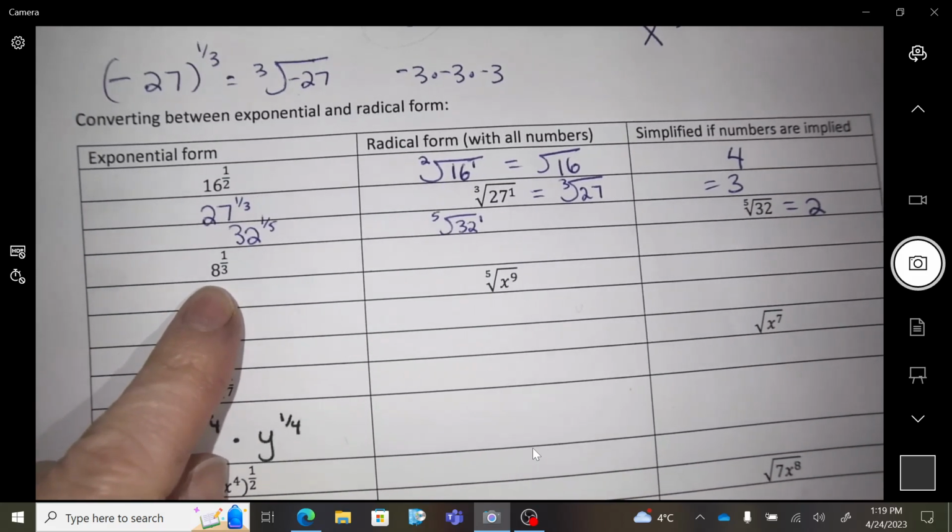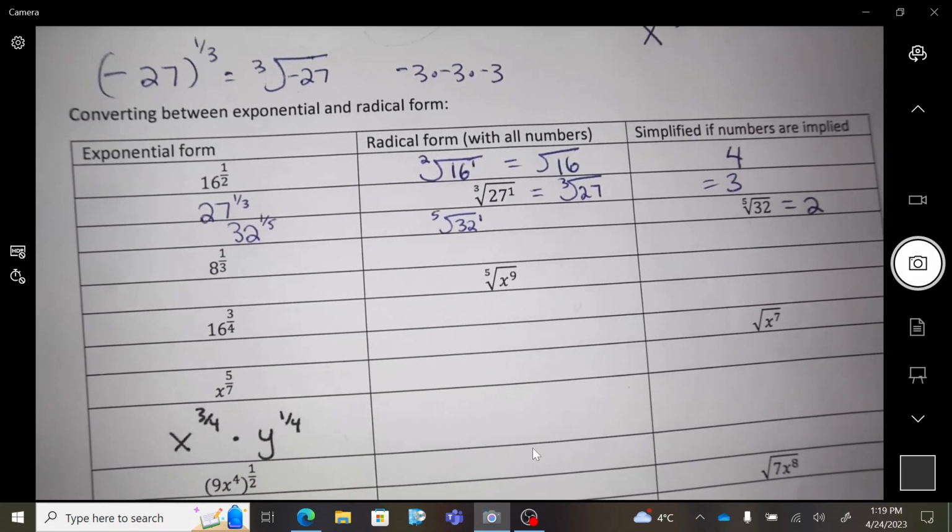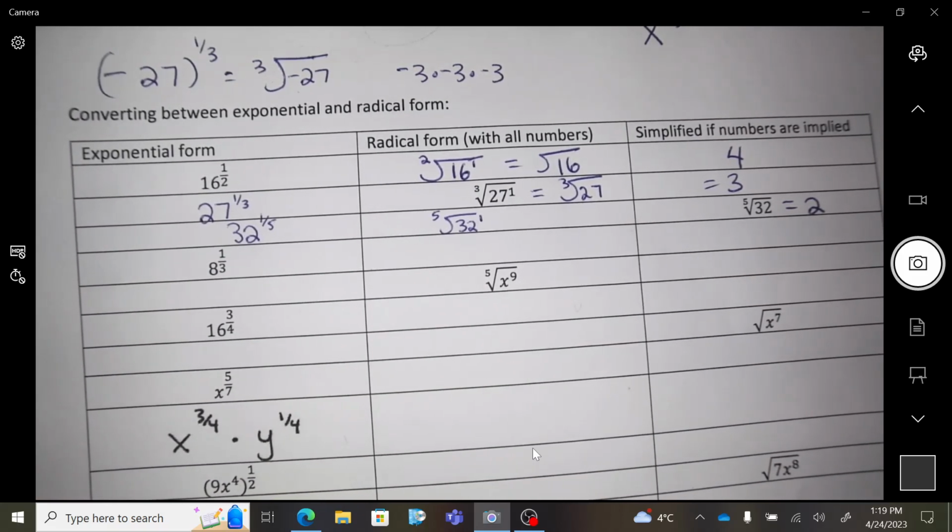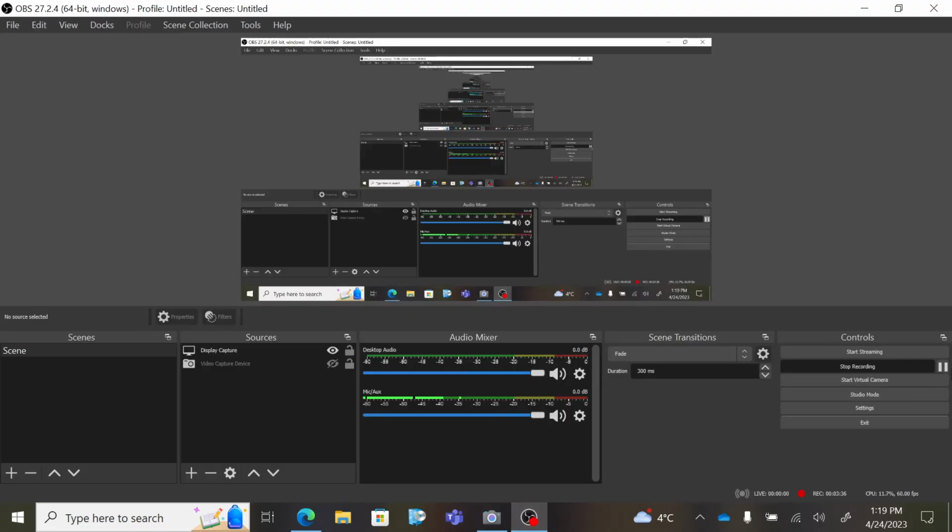Okay, how would you write this one? 8 to the 1/3. Counting twins here. I'm going to count who all has a twin for Spirit Day.